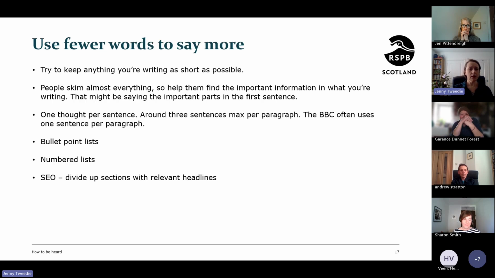So try to make everything you write as short as possible. So don't write essays. People don't read anymore. They don't even read a blog, let alone a novel. I'm very impressed by anyone who's got time these days to sit down and read a novel. But the shorter you can make things, the more you're likely to reach people and get them to do what you want them to do.